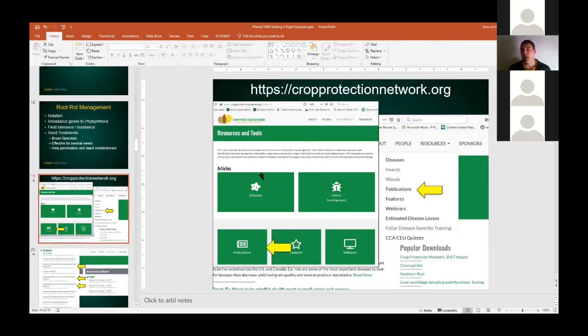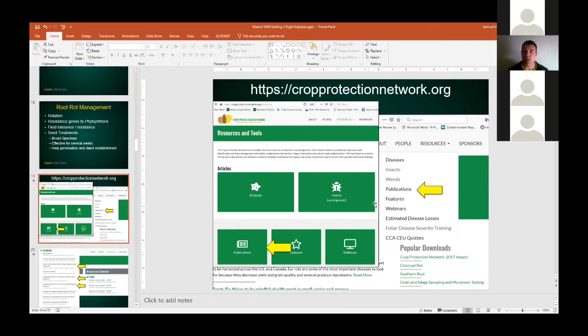And so I would encourage you to take a look at some of this. And again, that website is going to stay up here, the Crop Protection Network, I think, for a little bit, unless I animate over it. So what I'm going to do is take you through publications, this first yellow arrow.